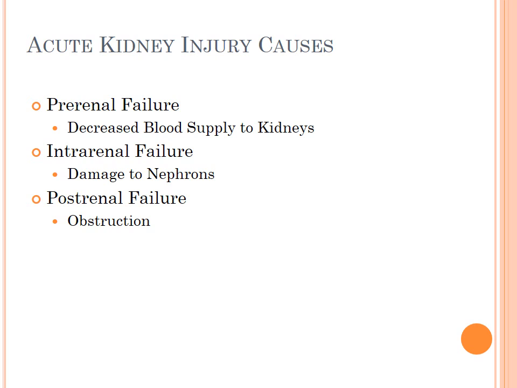So post-renal failure is after the kidney, and it's often related to an obstruction. So if blood flows to the kidney and is filtered and urine is made, and then it gets to the ureter and there's a block in the ureter. So it could be that there's a kidney stone, or it could be a tumor, mass of some sort, or a mass in the bladder or the urethra that blocks the flow of urine. So those are contributing factors to acute kidney injury.